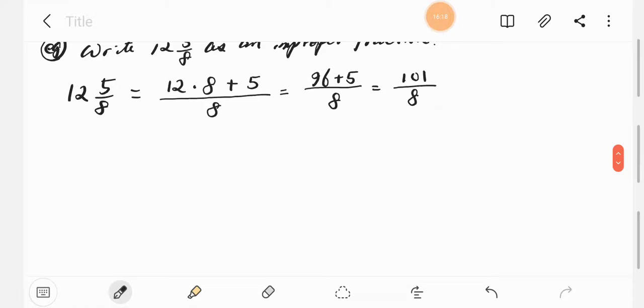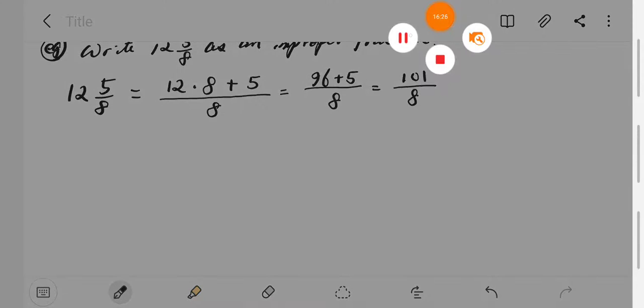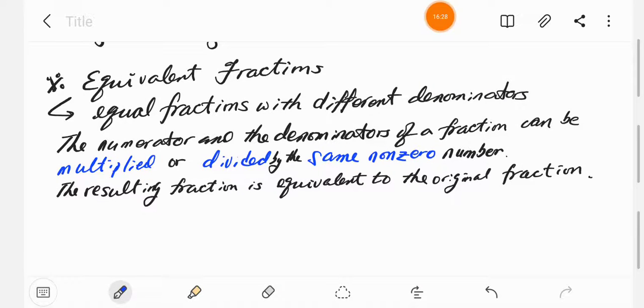Okay, then let's try equivalent fractions. The definition of equivalent fractions is very simple. The numerator and the denominator of a fraction can be multiplied or divided by the same non-zero number. Then this fraction is equivalent to the original fraction. So we call this an equivalent fraction.